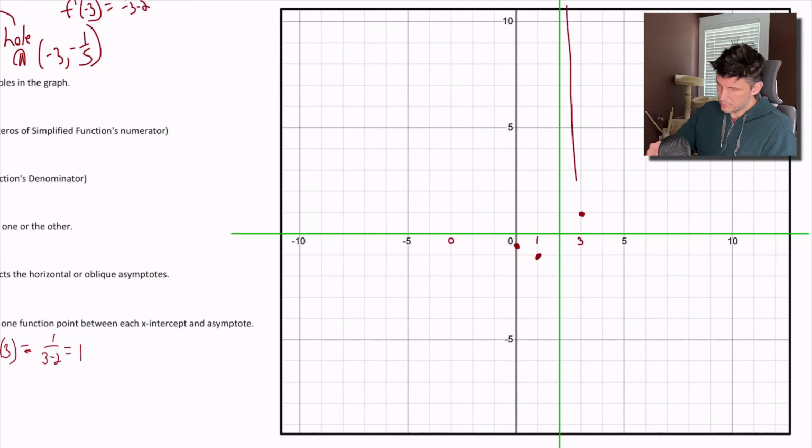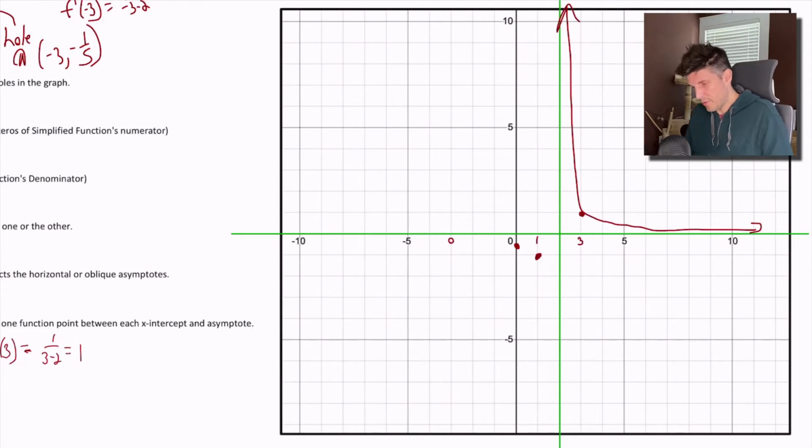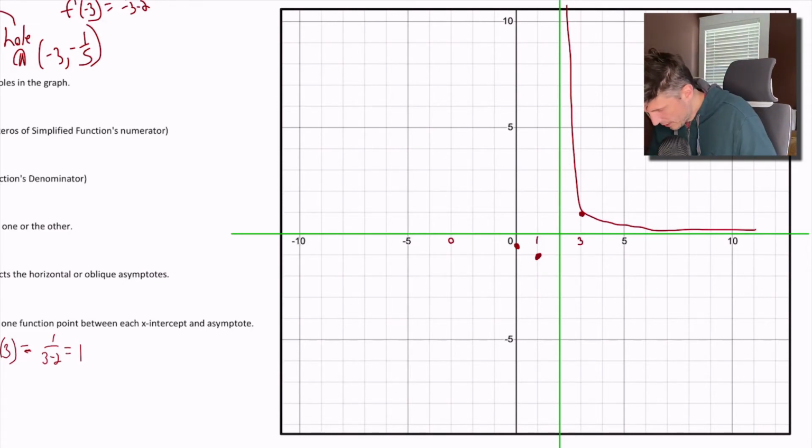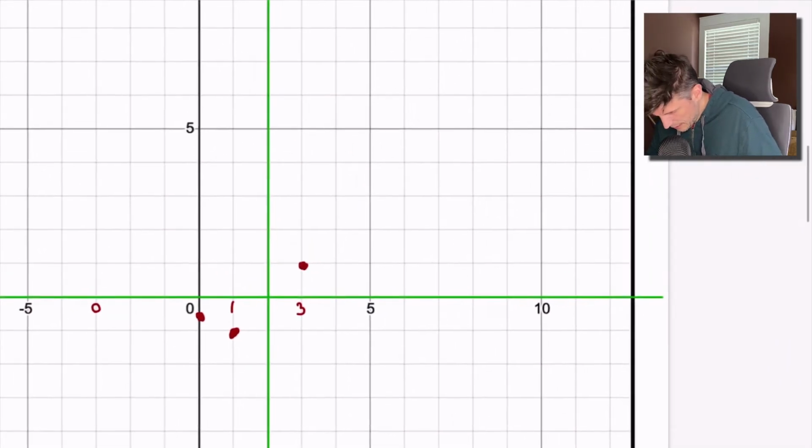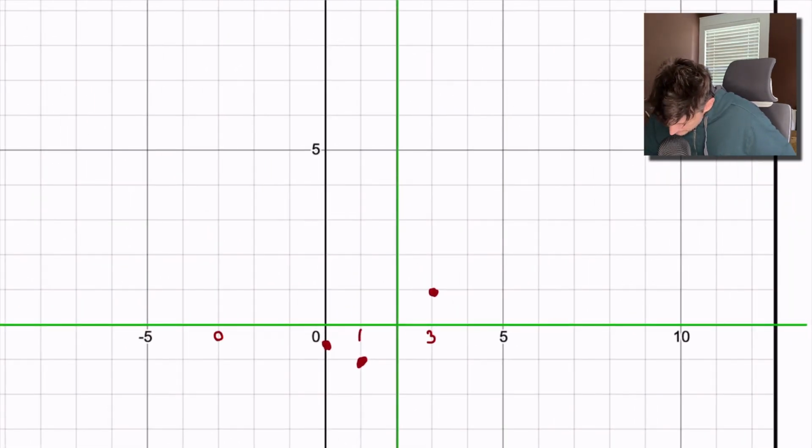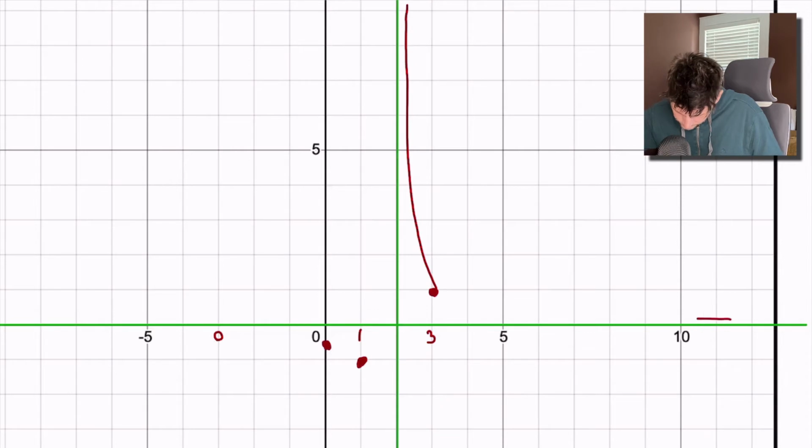I probably could have put a couple more points in, but again, this is just a sketch, and it's a very shaky sketch. If you don't mind, I'm going to try that one more time. I'm just going to put it on my tabletop here. I tend to snuggle up to the asymptotes a little bit too quickly. I love my technology, but I have to say graphing on a piece of paper is a little bit nicer.